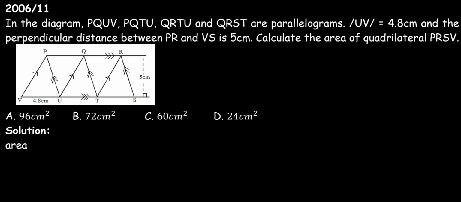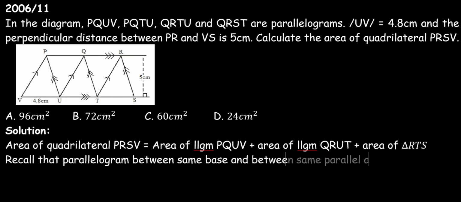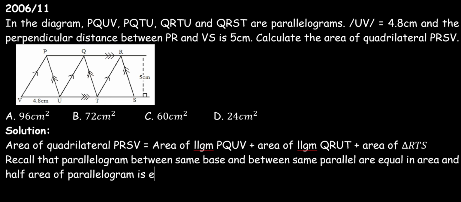Solution. Area of quadrilateral PRSV is equal to area of parallelogram PQUV plus area of parallelogram QRUT plus area of triangle RTS. Recall that parallelograms between the same base and between the same parallels are equal in area, and half the area of a parallelogram is equal to the area of a triangle between the same base and same parallels.